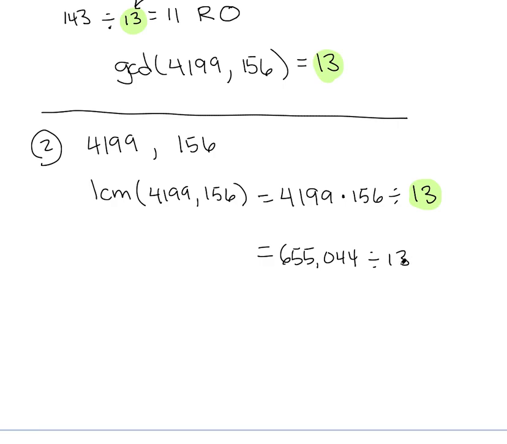And what do we get? We still get a large number, smaller, of course, because we're dividing by 13, but we get 50,388. So this number here is the least common multiple of these two numbers. That means that this number is divisible by both of these numbers, and it's the smallest positive number that satisfies that. So it's the smallest positive number that is divisible by both of these numbers.